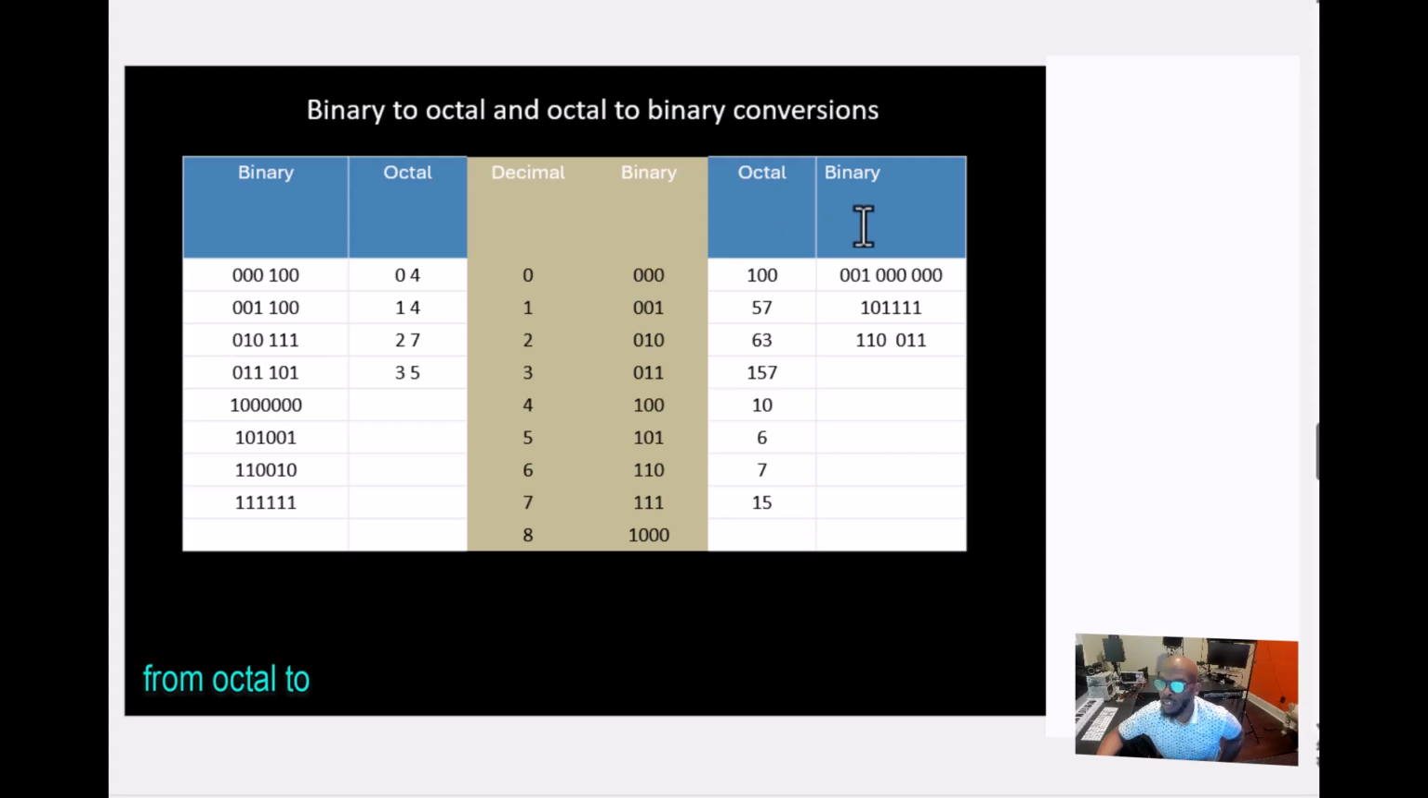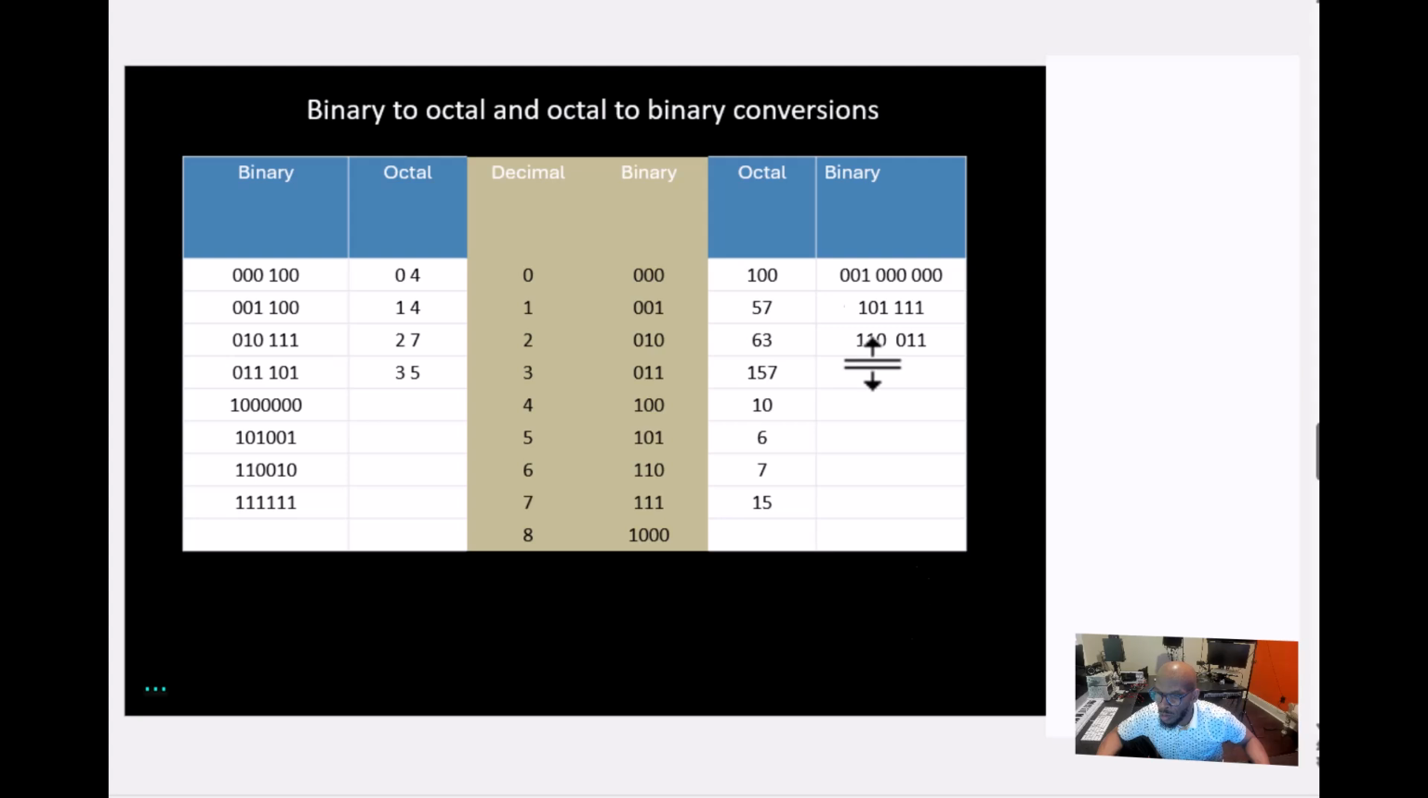When you convert from octal to binary, you're just going to do the reverse. Take that octal number and for each digit, split it up into its binary counterpart. Okay, so let's do 57. 5 is what? 101. So that's why I got that 101. And I put this in there just for clarity. Okay, 7 is what? 111.